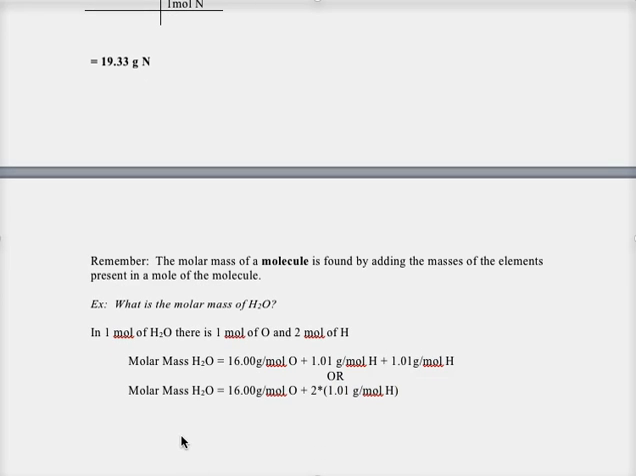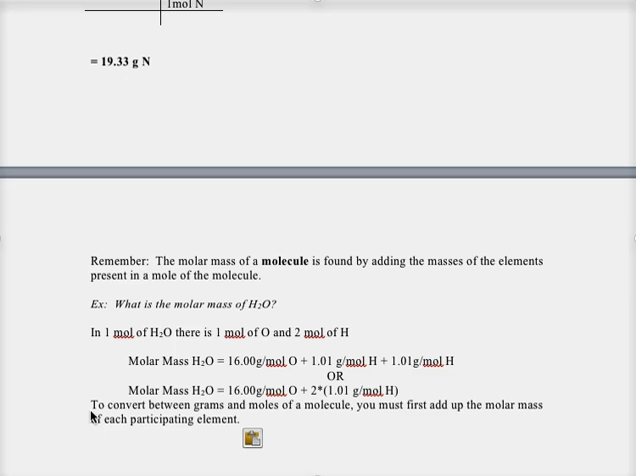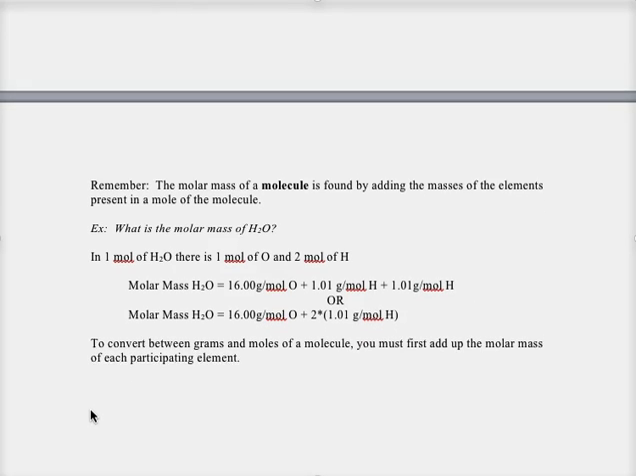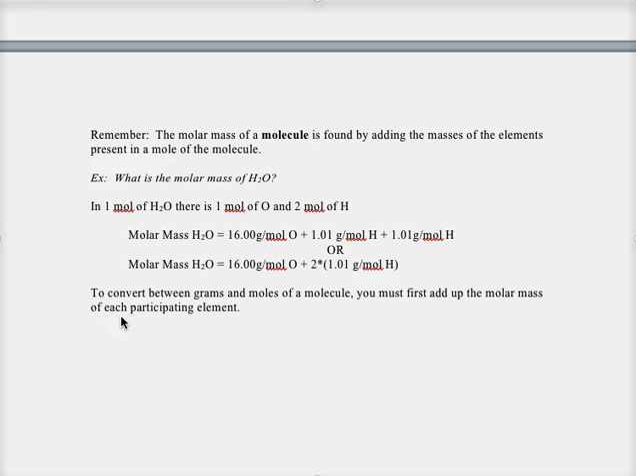So when I'm doing these conversions between grams and moles of a molecule, the first step is to add up the molar mass of each participating substance. So let's try an example. The substance we're going to be looking at is salt, NaCl, sodium chloride. So given the fact that I have 3.5 moles of sodium chloride, how many grams do I have?